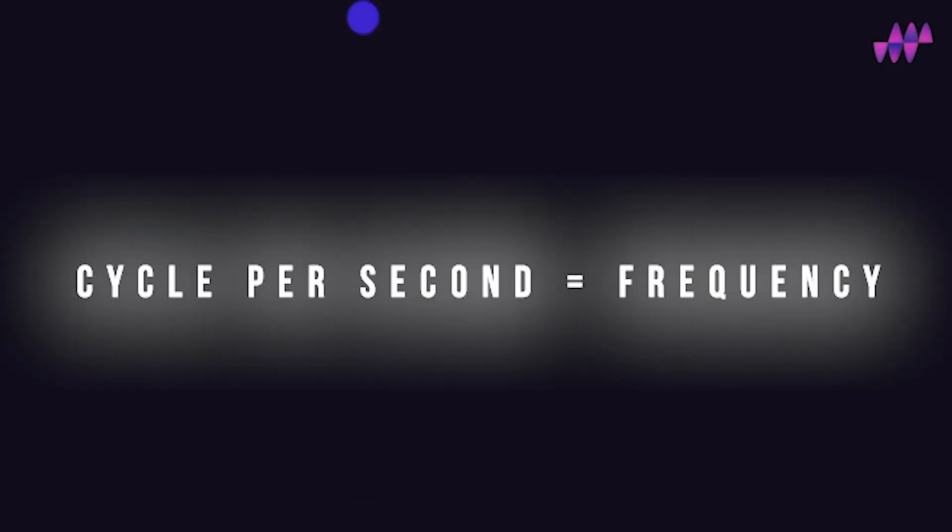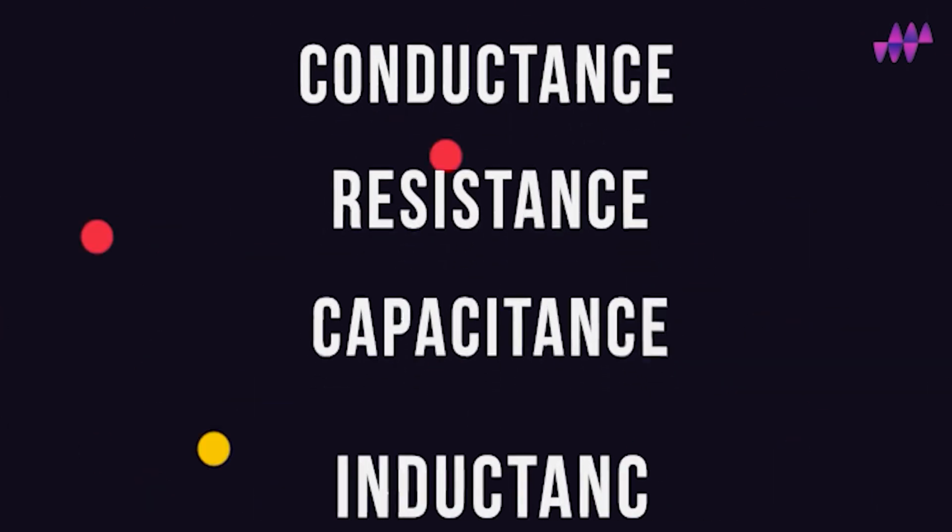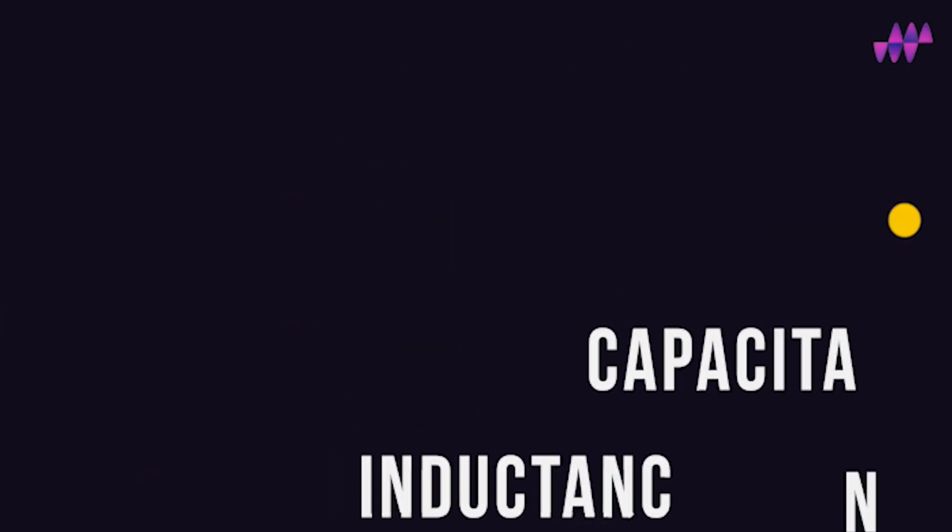In short, how many cycles make the current per second is known as frequency, and it's measured in hertz. Additionally, voltage and current are affected by 4 elements, which are conductance, resistance, capacitance, and inductance. But these elements will be covered in the next episodes.